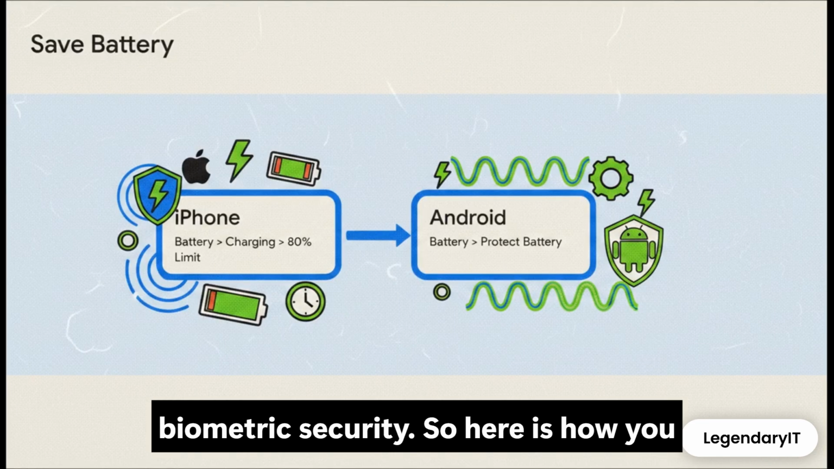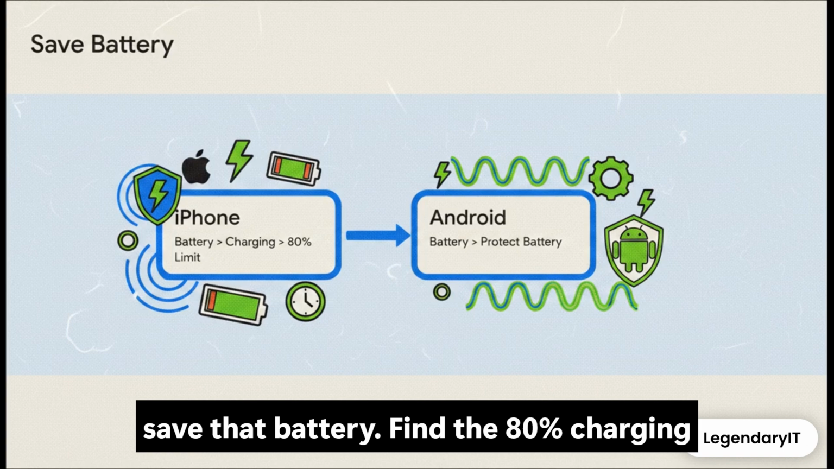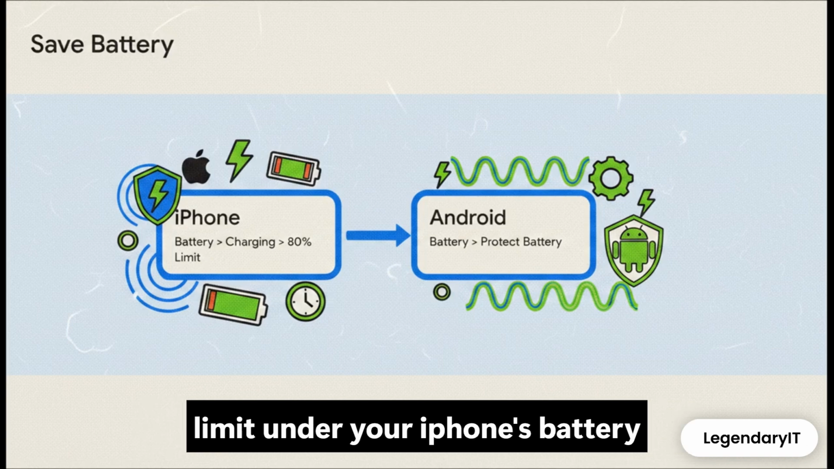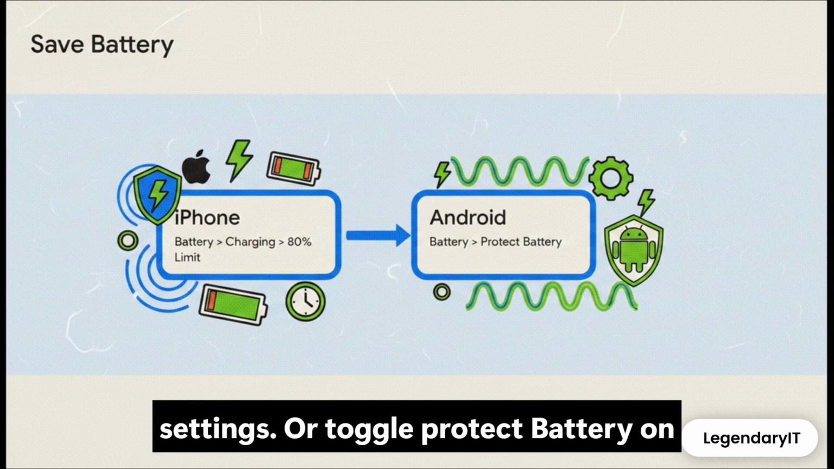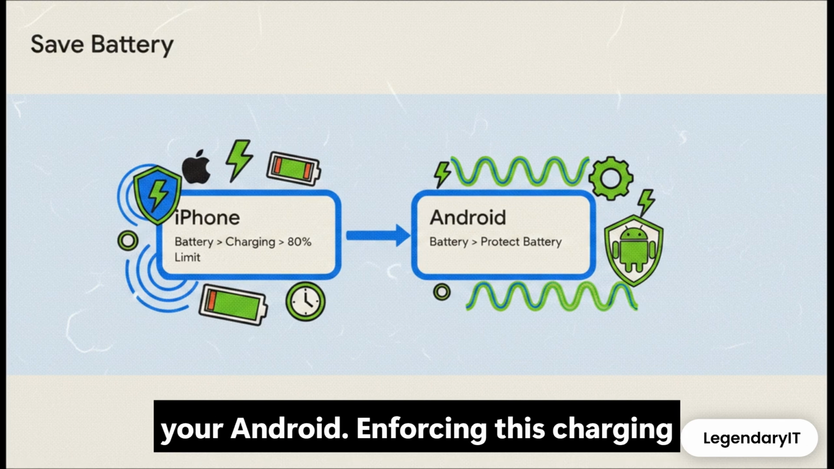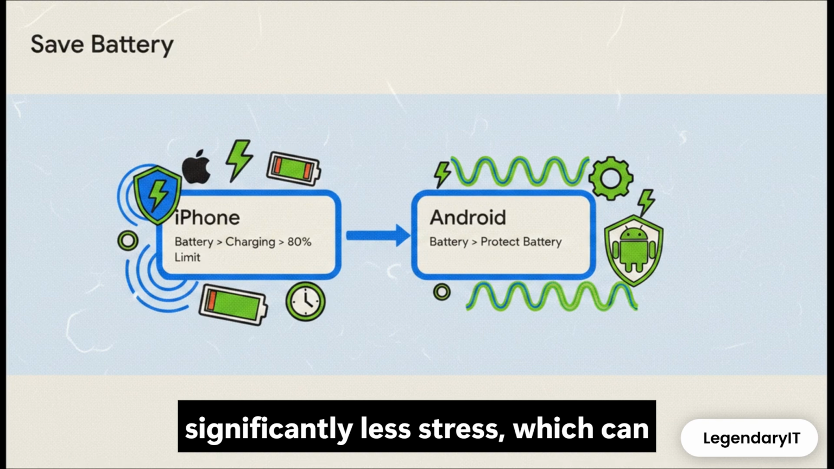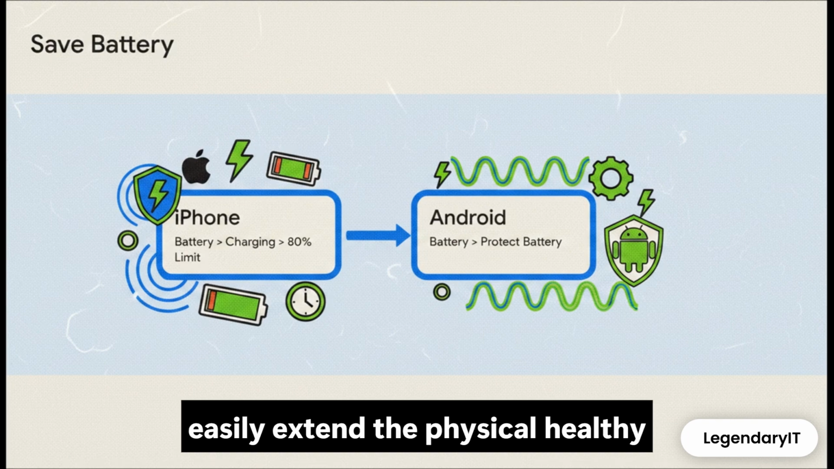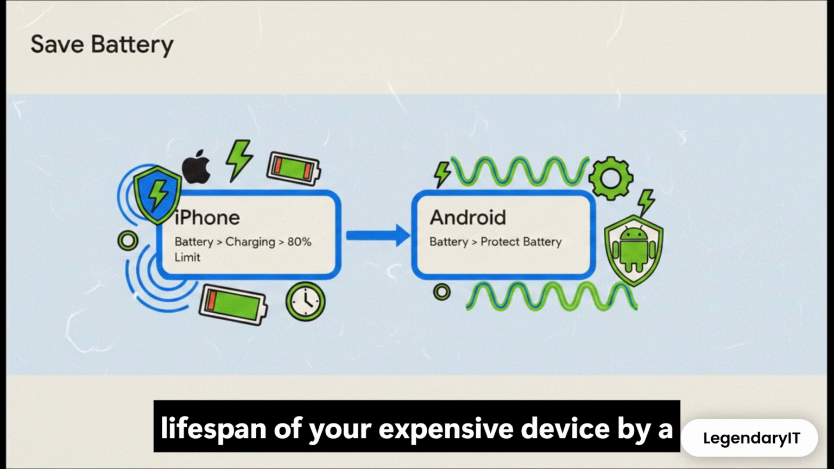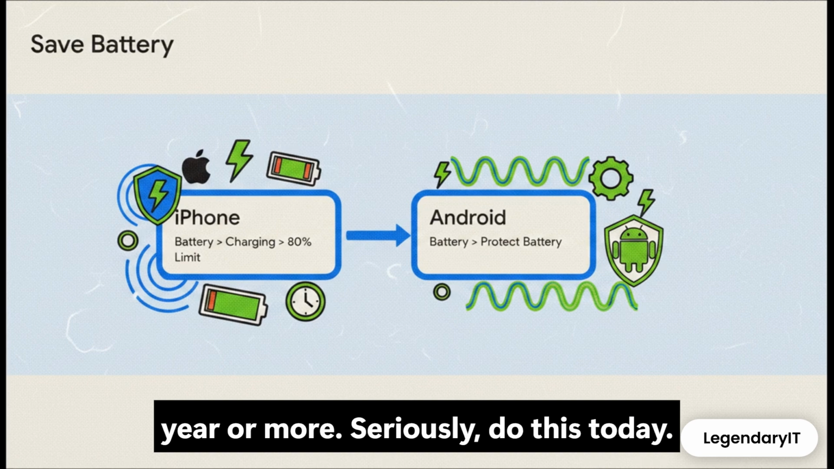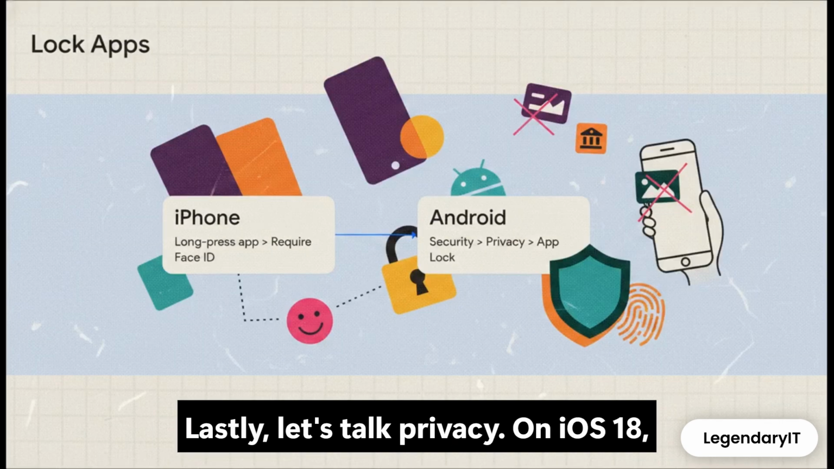So, here is how you save that battery. Find the 80% charging limit under your iPhone's battery settings, or toggle Protect Battery on your Android. Enforcing this charging ceiling means the battery experiences significantly less stress, which can easily extend the physical, healthy lifespan of your expensive device by a year or more. Seriously, do this today. Lastly, let's talk privacy.